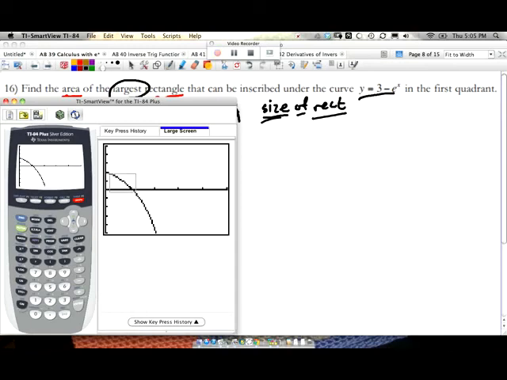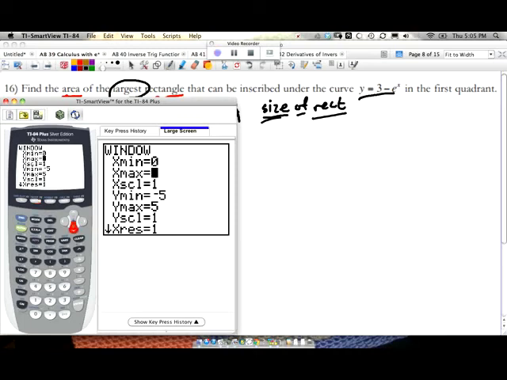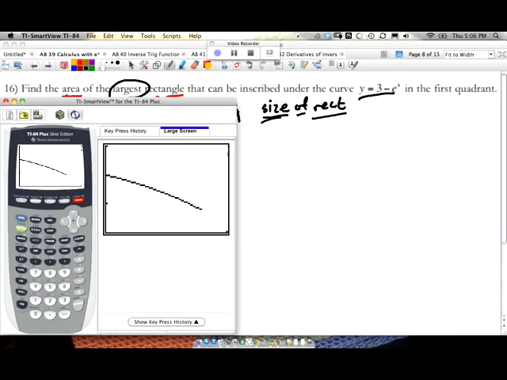And in fact, it looks like I start at 2. It looks like I cross right around 1. So let's just change those values completely. Let's go from 0 to 1, and from like 0 to 2 or 3. Let's see what that does for me. Hey, look at that. So I want a rectangle in here.